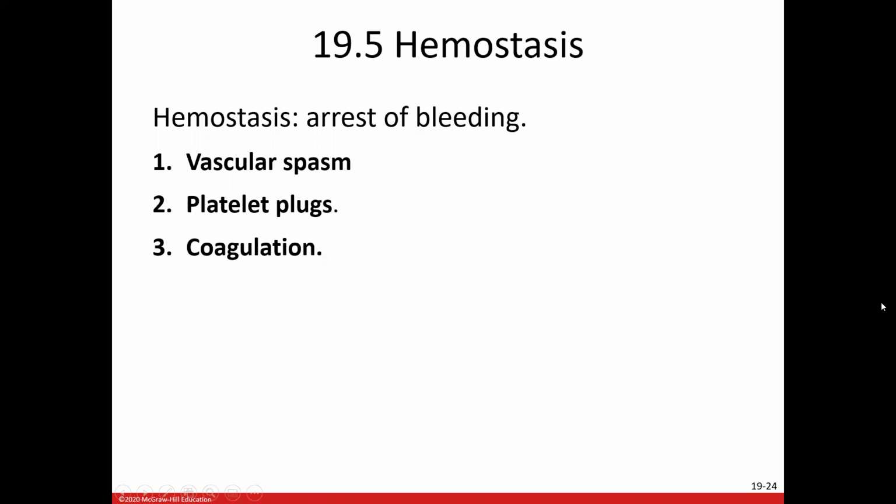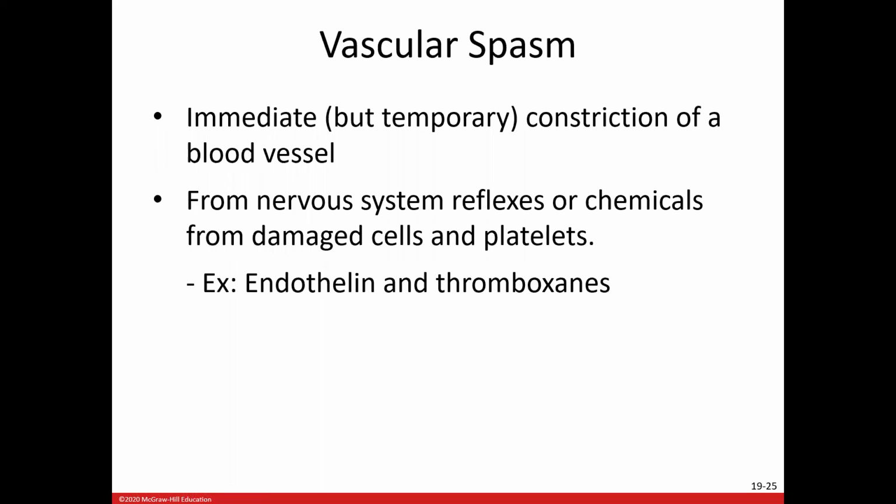Okay, we're going to pick up with part 2 now, talking about hemostasis. And hemostasis is just the arresting of bleeding. We're just stopping the excess flow of blood to an area where there's a wound. And it comes in 3 steps. First is vascular spasm. Second one is the formation of platelet plugs. And the last one is coagulation. We will go through each in turn.